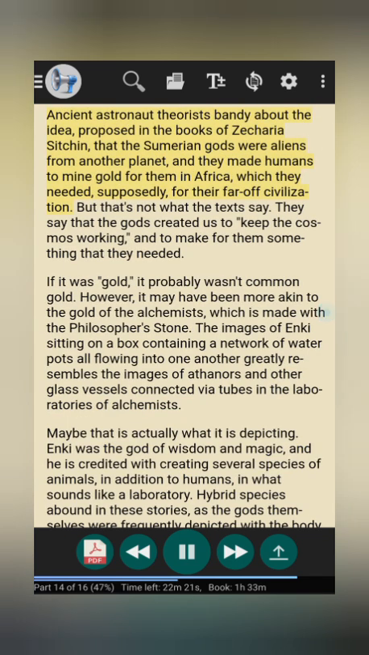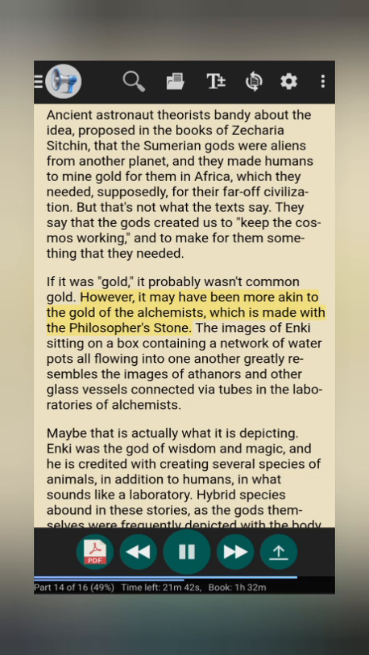Ancient astronaut theorists bandy about the idea, proposed in the books of Zecharia Sitchin, that the Sumerian gods were aliens from another planet, and they made humans to mine gold for them in Africa, which they needed, supposedly, for their far-off civilization. But that's not what the texts say. They say that the gods created us to keep the cosmos working, and to make for them something that they needed. If it was gold, it probably wasn't common gold.